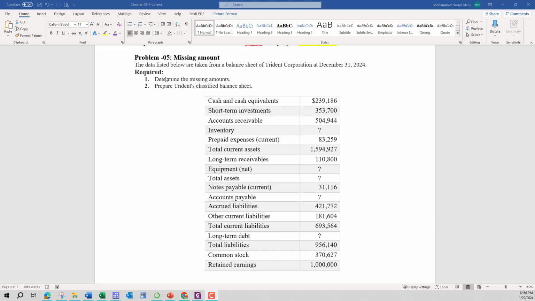Welcome again. In this part, we will solve problem number 5, which has two parts. In the first part, we will solve for the missing amounts, and then in the second part, we will prepare the classified balance sheet. I already have all this information in the Excel template. So let's go.